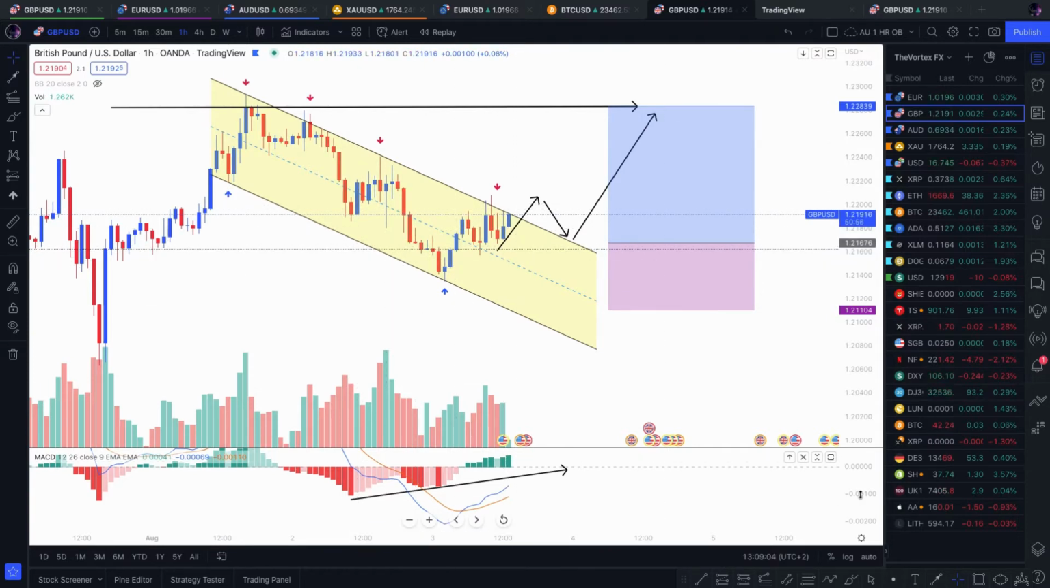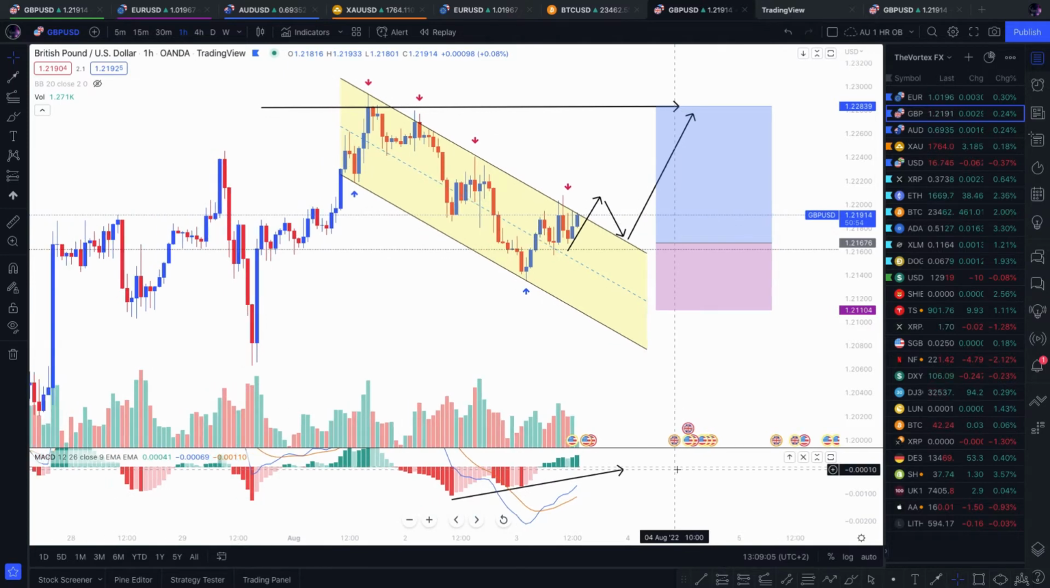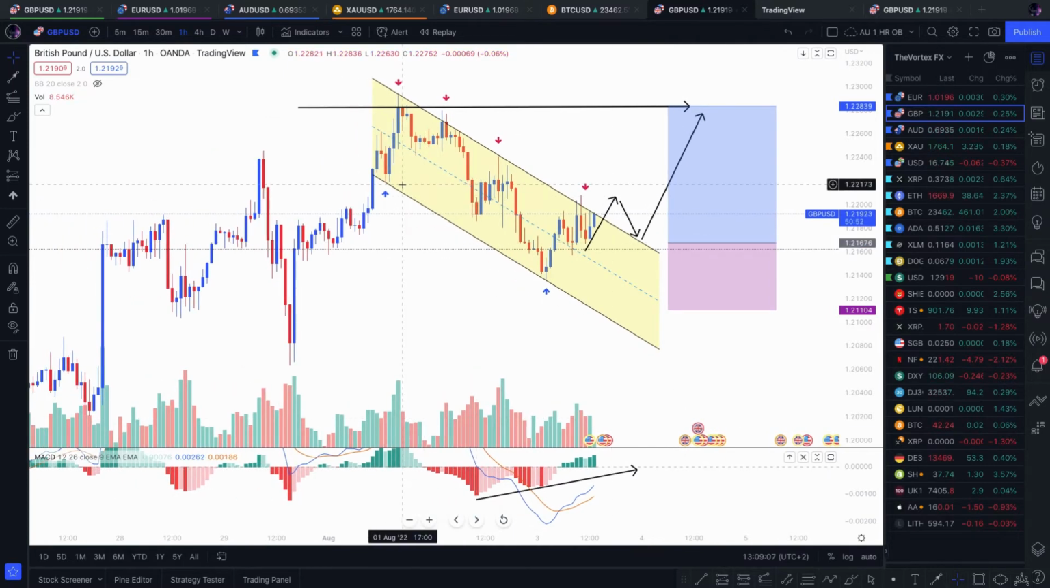Step 3, we look below at the MACD and we look to see if we have some sort of divergence. Now we can clearly see we do. We're looking at the histogram and we can see the histogram sloping upwards. We do not see it on the MA lines of the MACD, so I would not classify this as full divergence. I would call it partial divergence. Full divergence would be if we saw the same with the MA line sloping upwards as well.